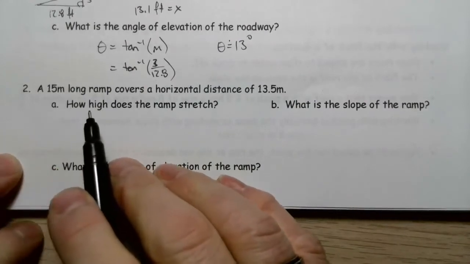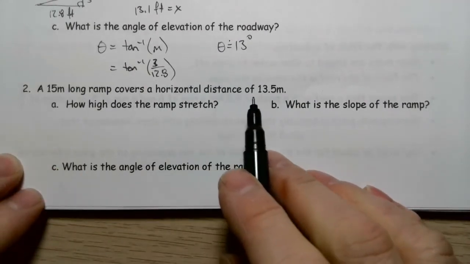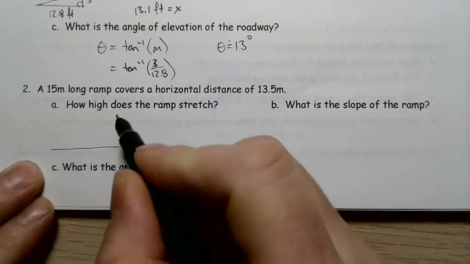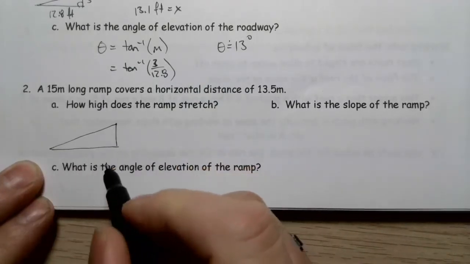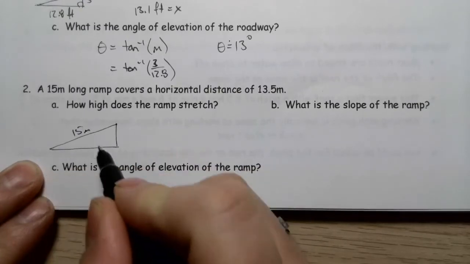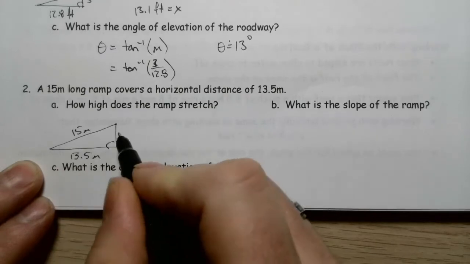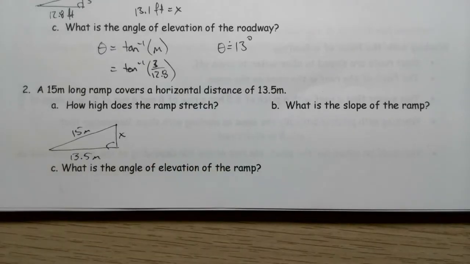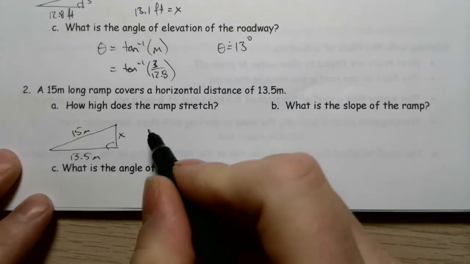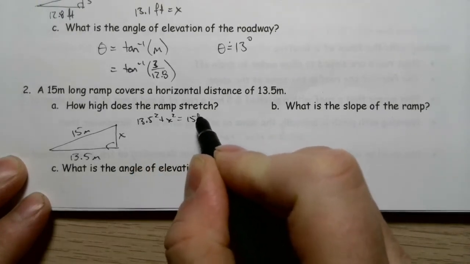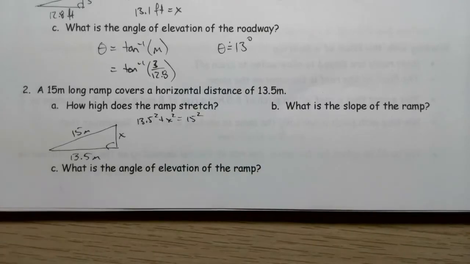A 15-meter long ramp covers a horizontal distance of 13.5 meters. Okay, let's draw that out. So the ramp itself is 15 meters long, and horizontally it goes over 13.5 meters. So the question is, how high up does it go? Well, if I've given you two sides of a right-angled triangle, this is a Pythagorean Theorem problem. So it will be 13.5 squared plus x squared will give us 15 squared.